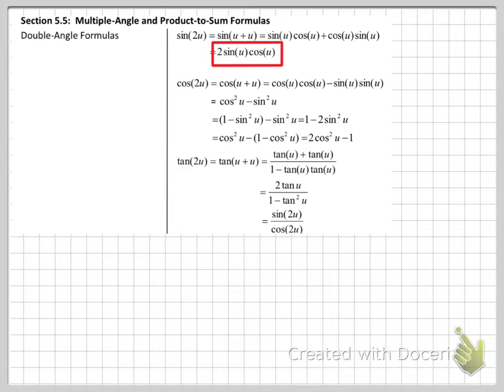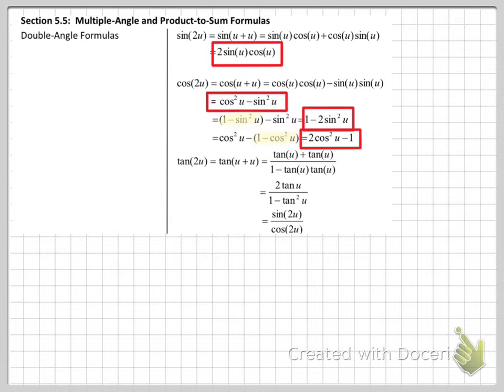If you expand the cosine one, cosine cosine, sine sine, with the opposite symbol, right? But since they're both u's, you end up getting cosine squared u minus sine squared u. But remember, cosine squared u is an identity. So if you replace that with its 1 minus sine squared identity, another option for cosine 2u is 1 minus 2 sine squared u. Or if you had replaced the sine squared u with its identity, a third option for cosine 2u is 2 cosine squared u minus 1.